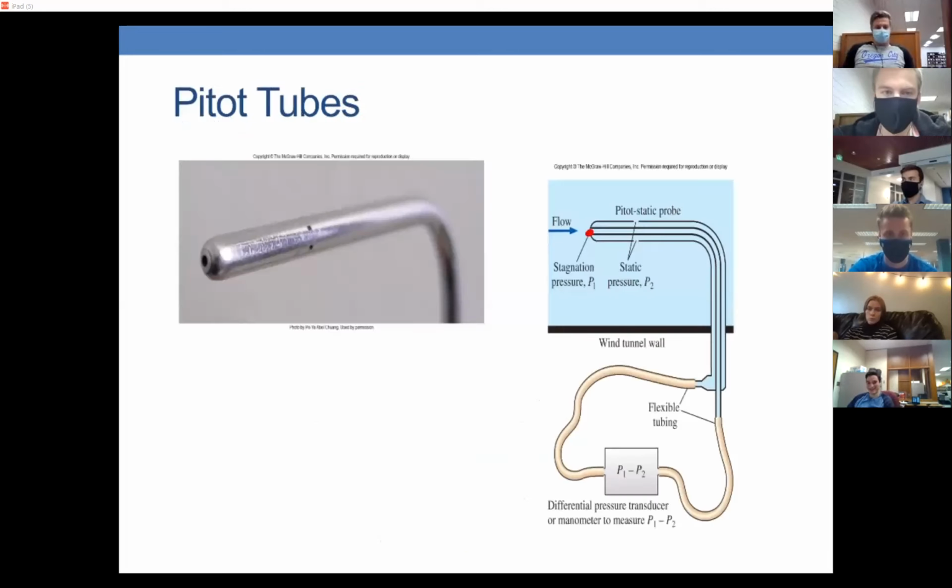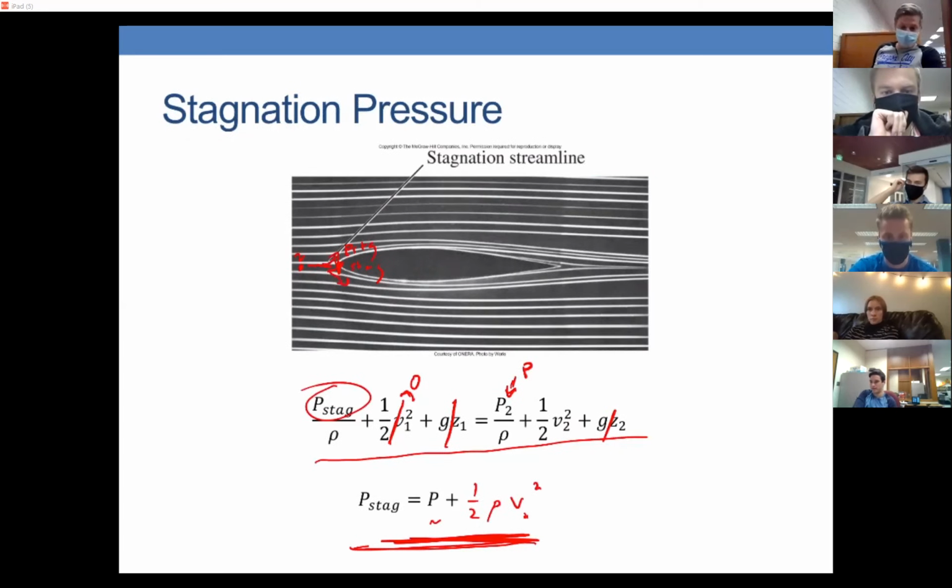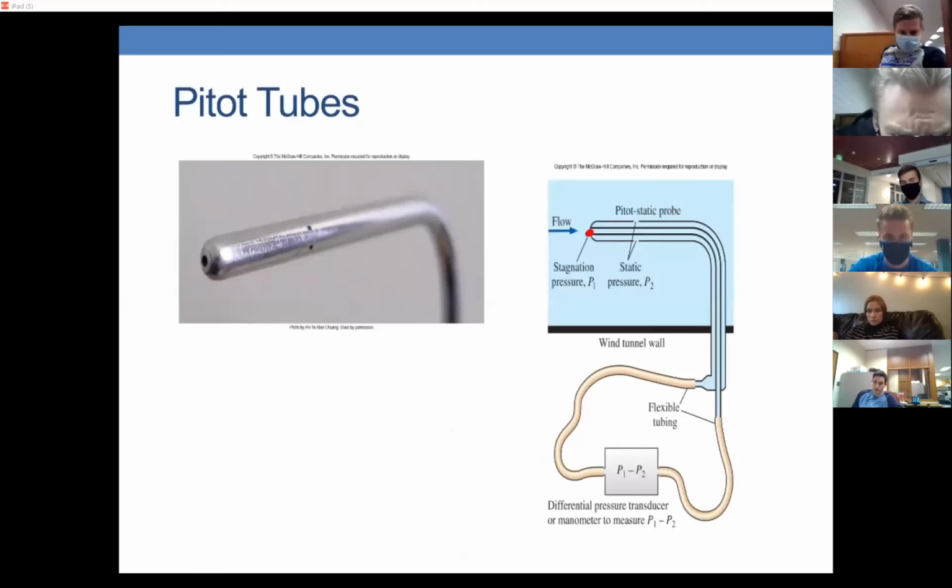Now for our last thing, let's talk about Pitot tubes. I will also tell you that this pressure out here, we call that the static pressure. So that's another word you might see. Okay, this is a Pitot tube. It is a tube like this. It has a hole here, and then it has a hole along the side of the tube.